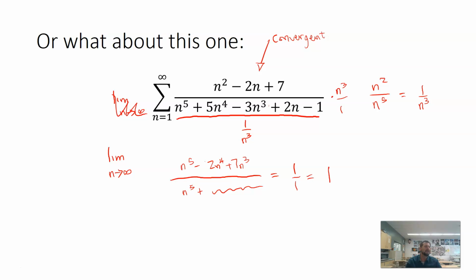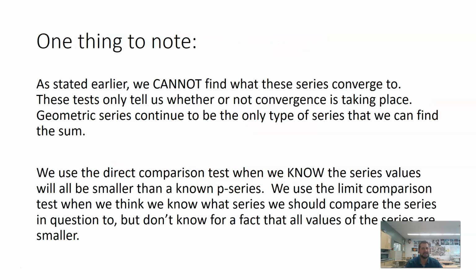In general, the limit comparison test is very useful when you have one of these rational functions where it has n's on top and bottom, but nothing weird. There's no exponential functions or logarithmic functions. This is where the limit comparison test is very useful. One thing that I want to call your attention to again, just like when we talked about the p-series, is that just because we know that it's convergent doesn't mean that we know what it converges to. Geometric series are the only kind of series that you can do that with.